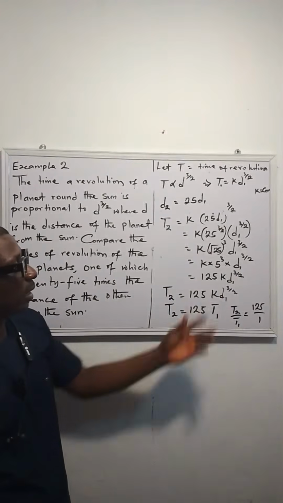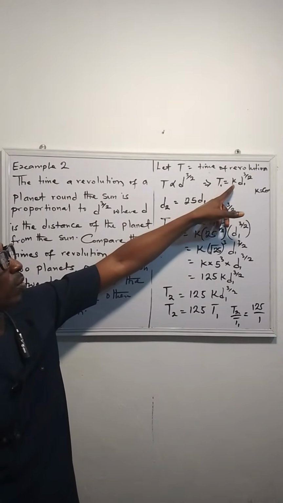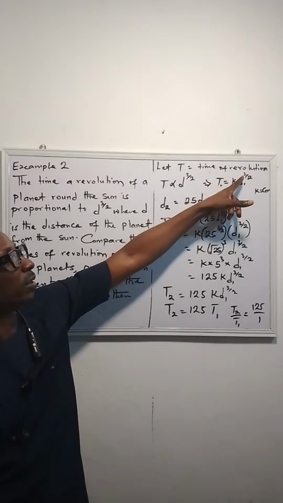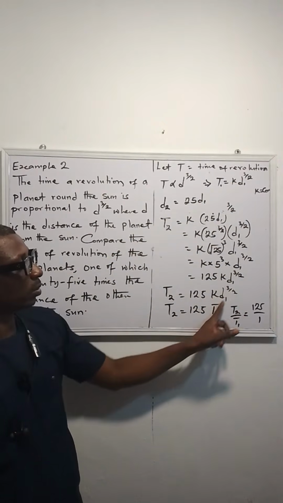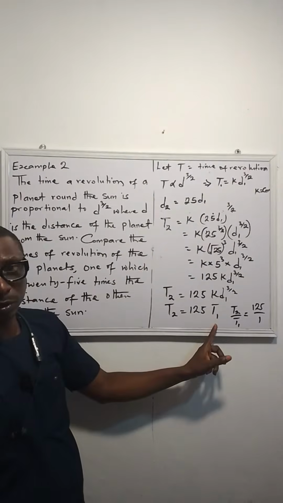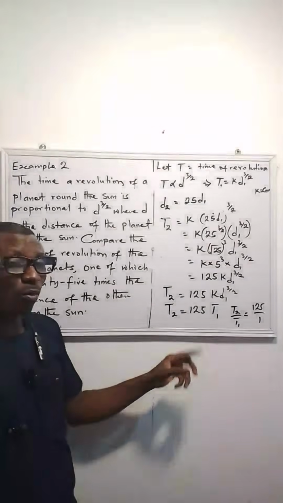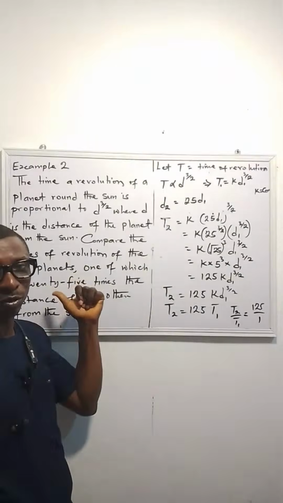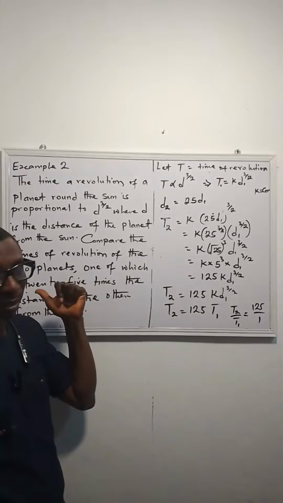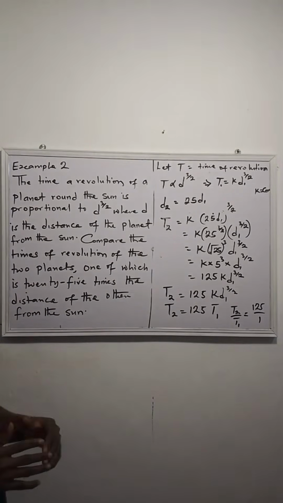So here, now we have this up here. T1 equals K D1 raised to the power of 3 over 2. So we just replace this one with T1. And that's what we just did. So that means the time of revolution of the second planet is 125 times the time of revolution of the first planet. And that is what we are asked to compare in the question. So I want to believe you now get the explanation.